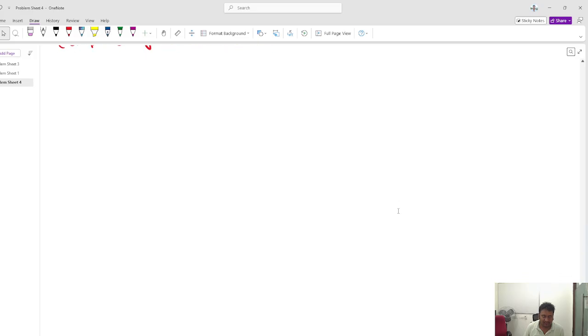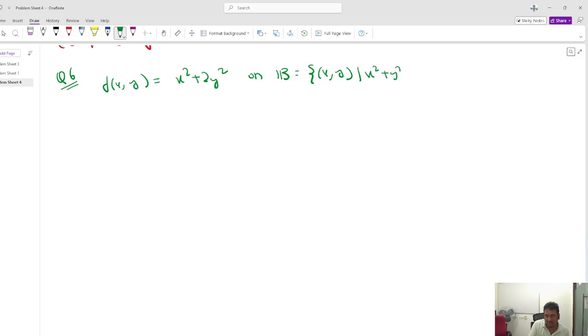Okay, so let us have the next problem. f of x comma y is x square plus 2y square on the disk (x, y) such that x square plus y square is less than or equal to 1. So this is not some g of x y, right? So again you have to split it in two parts like we always do. So case 1, when (x, y) belongs to the open disk.